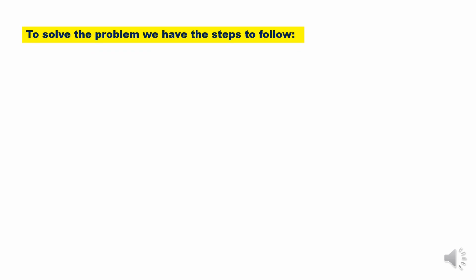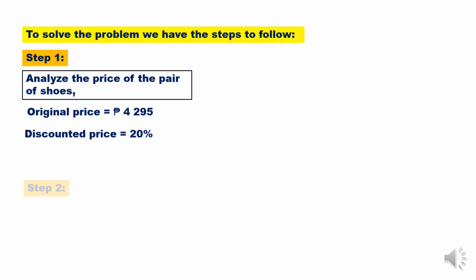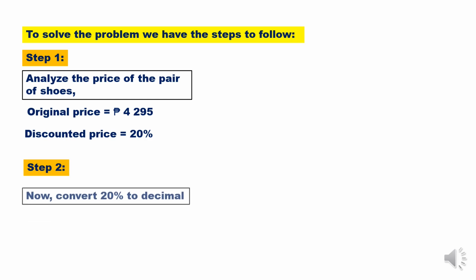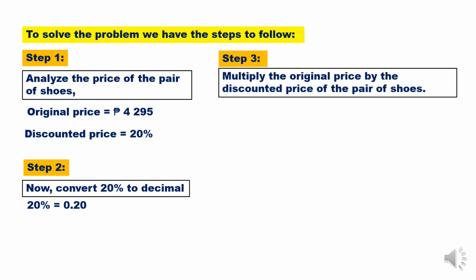To solve the problem, we have steps to follow. Step 1. Analyze the price of the pair of shoes. The original price is 4,295 pesos. The discount is 20%. For step 2, convert 20% to decimal, and that is 20 hundredths. Step 3, multiply the original price by the discount rate of the pair of shoes.